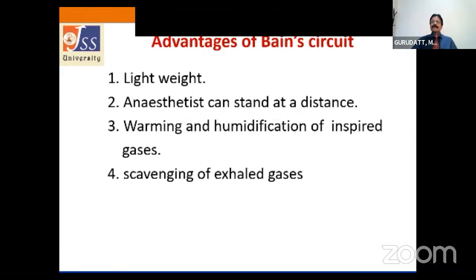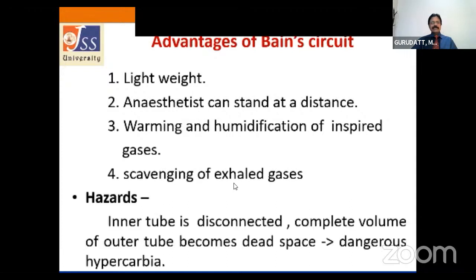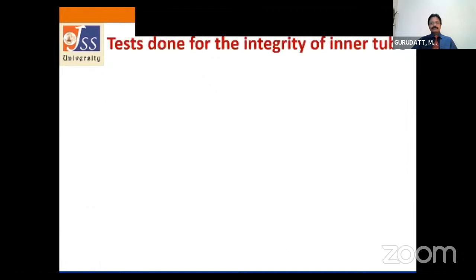But there can be a lot of hazards also with the Bain circuit. The most important hazard is the inner tube. If it gets disconnected, the whole volume of the outer tube can become a dead space. There are so many case reports with the Bain circuit where it has not been properly checked and used, and the inner tube has been disconnected, and invariably the patient will not wake up because of the hypercarbia. So the patient can have carbon dioxide narcosis. So that is one thing. Before using the Bain circuit, you have to test for the integrity of the inner tube.